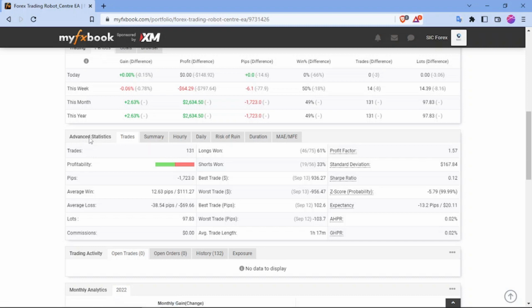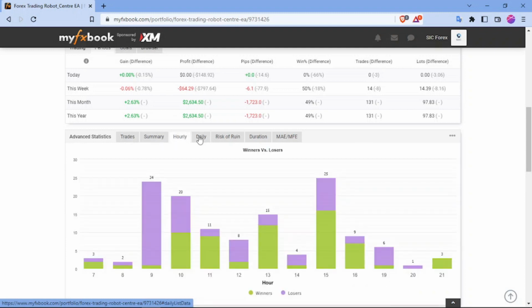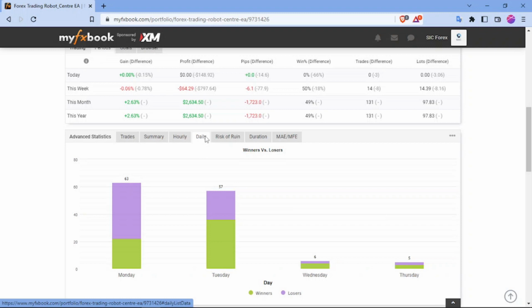And below this, we have the more advanced statistics. The average win is $111.27, with the average loss of only $69.66. We had a profit factor of 1.57, and the EA placed a total of 131 trades during this period, with a future expectancy of $20.11 per trade. Under advanced statistics, you also have different tabs available, like summary, hourly, and daily.